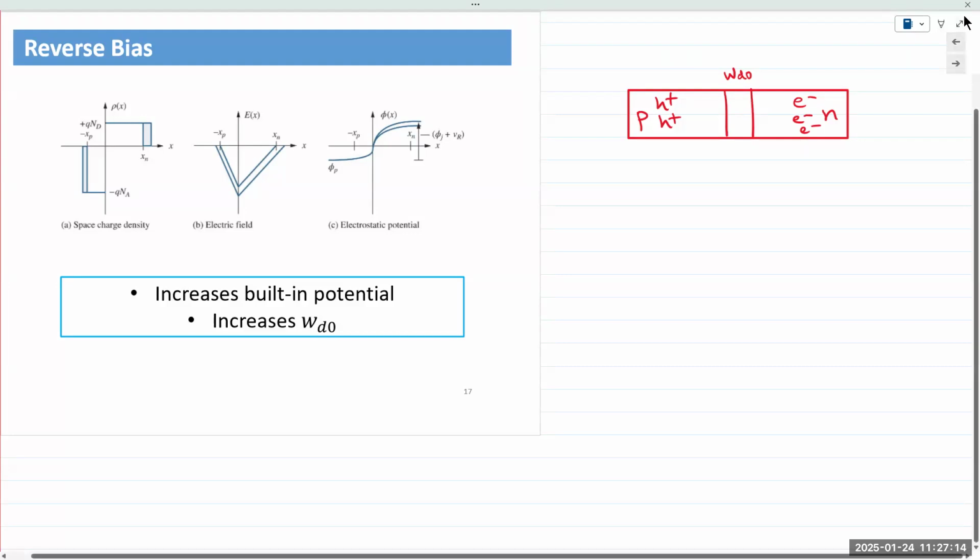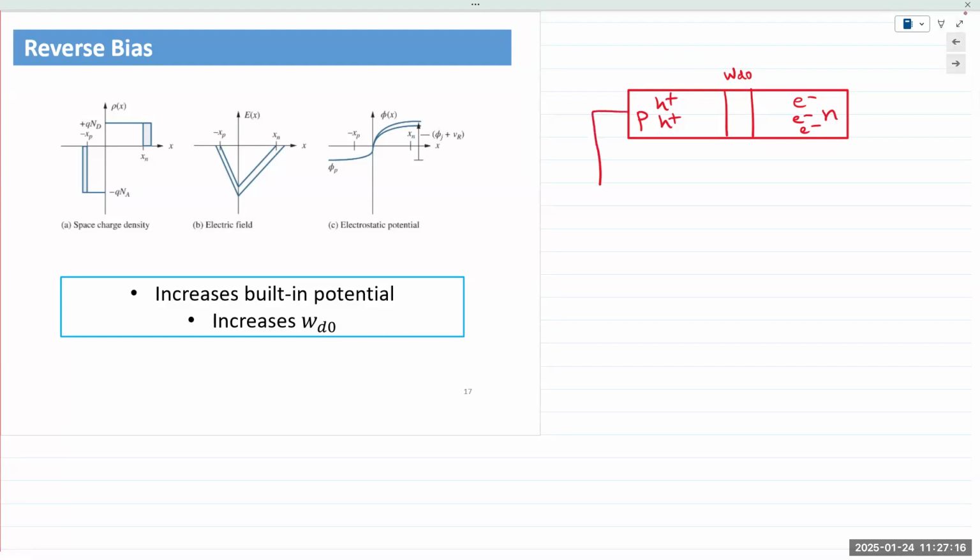When you apply reverse bias, P is connected to the negative end of the external potential, and positive here. What happens to the electrons in the N type? They're pulled away. Holes in the P type, they're also pulled away, right? Opposite charges attract. So the depletion region, the space charge region, is expanding. There are more ionized atoms created here.